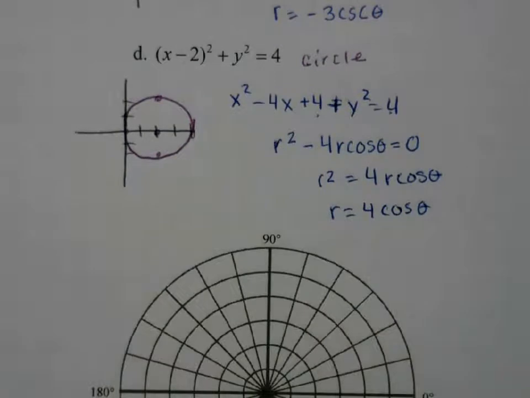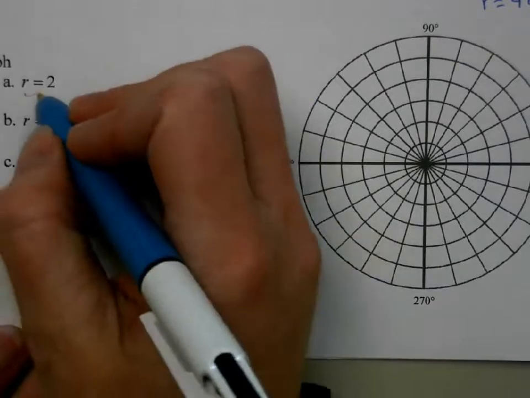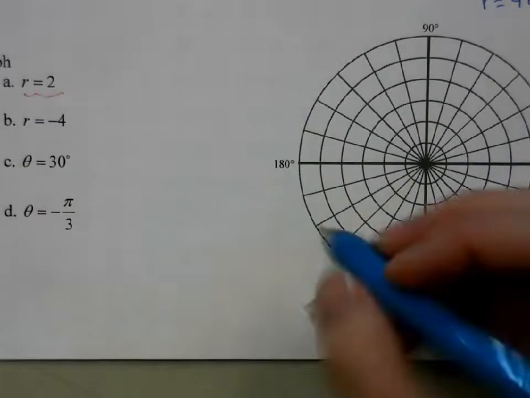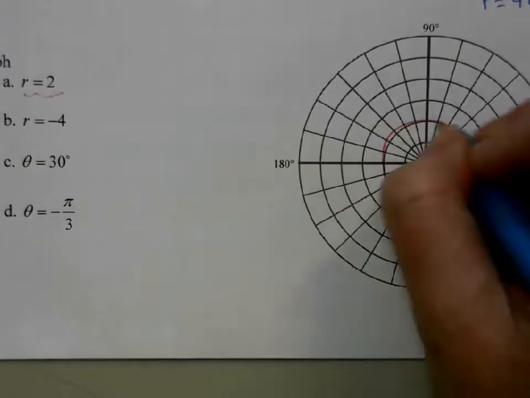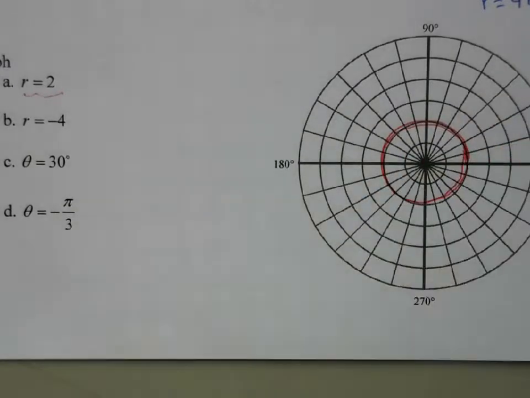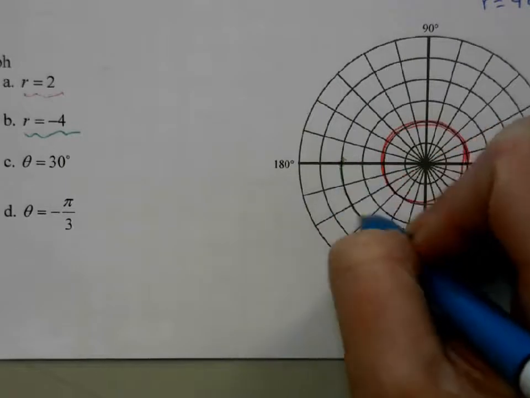Okay, we're going to be doing some graphing, and these are just the basic graphs. So if it's an r equals, that's going to be a circle out that distance. So r equals 2 is going to be that right there. R equals -4 is also a circle. -4 is out here. So it's going to look the same as if we graphed r equals +4.